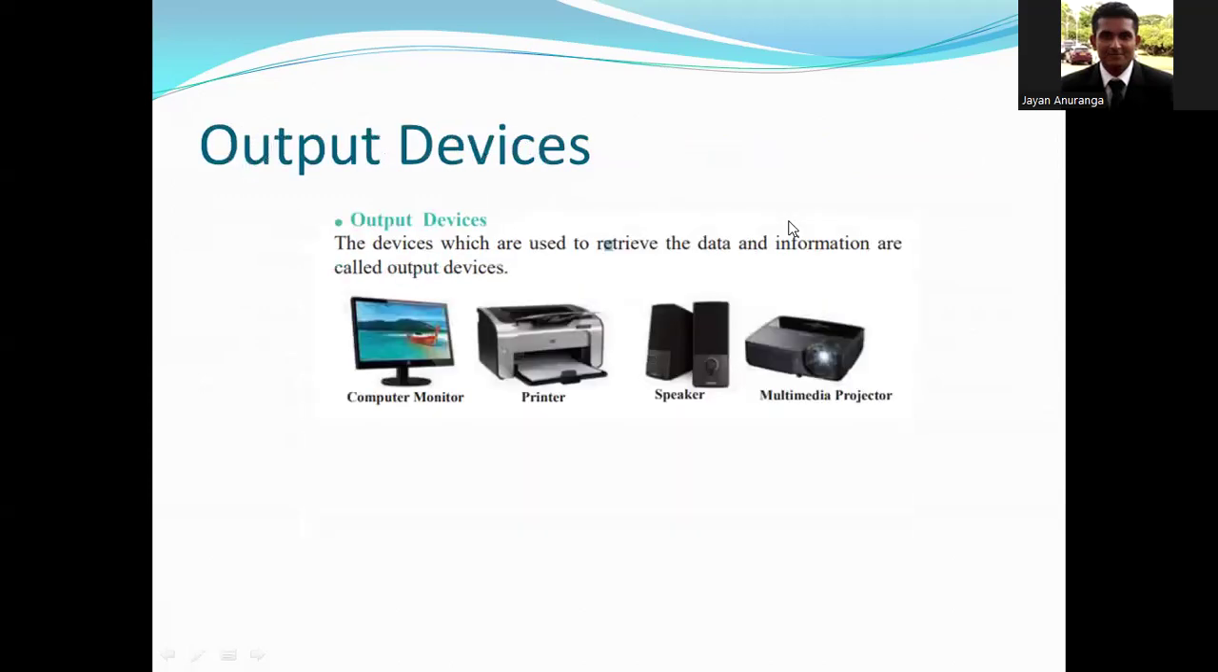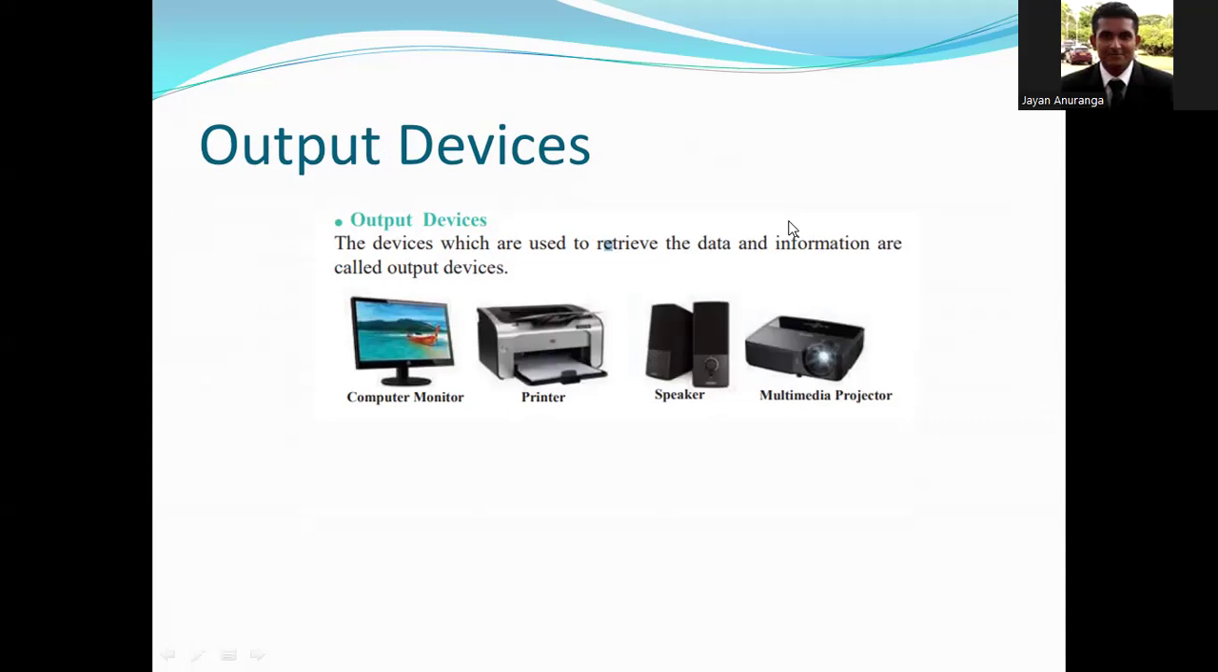What are the output devices? Output devices are the devices used to retrieve data and information. The main output device of a computer is the computer monitor. For hard copy output, we use printers. We can see different kinds of printers in different locations.